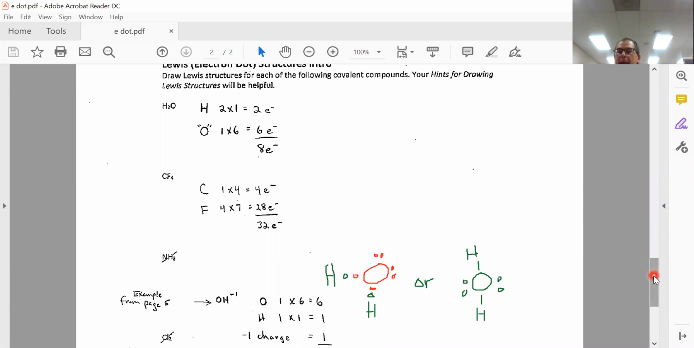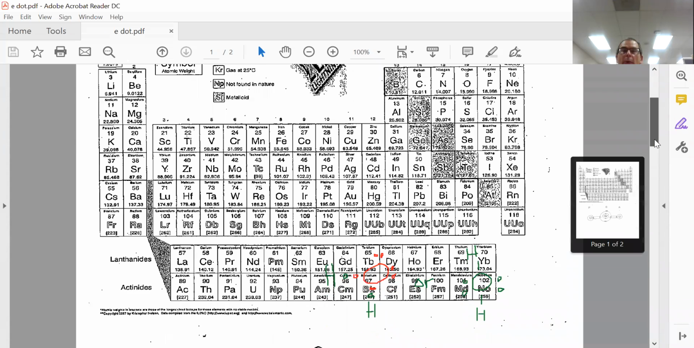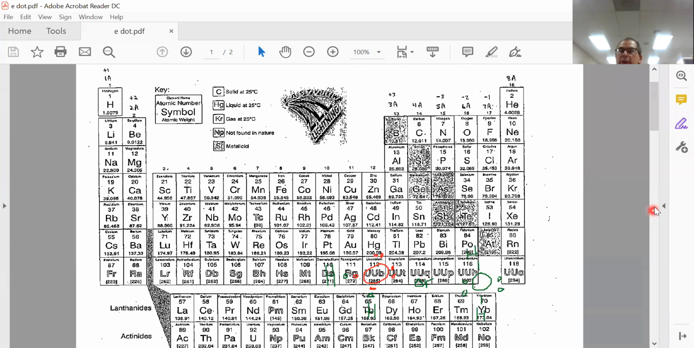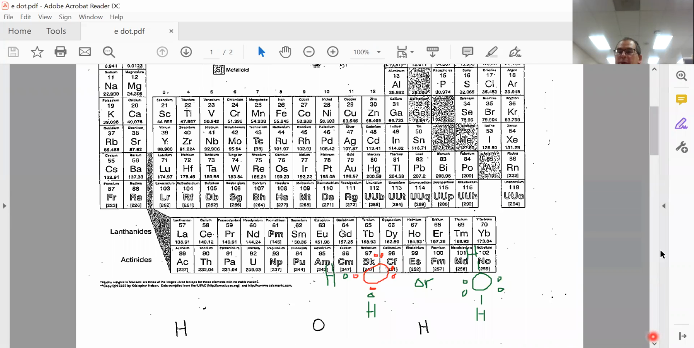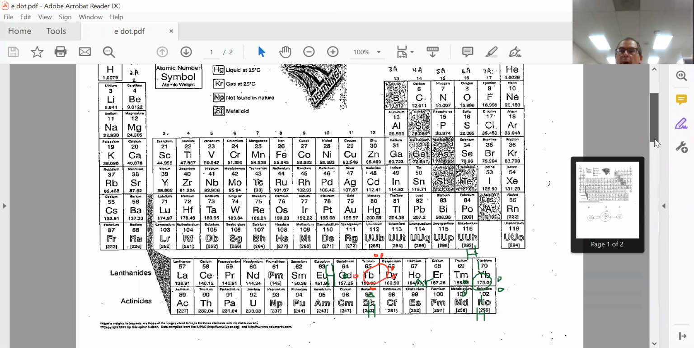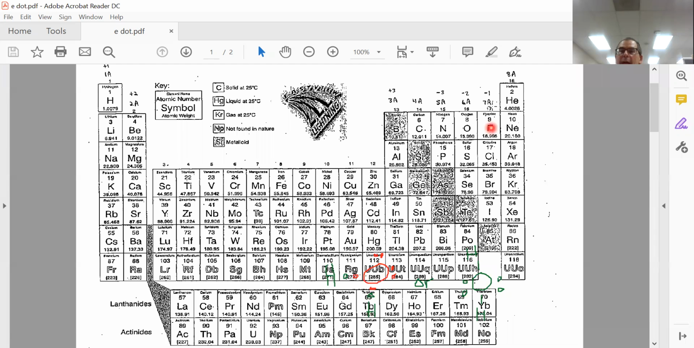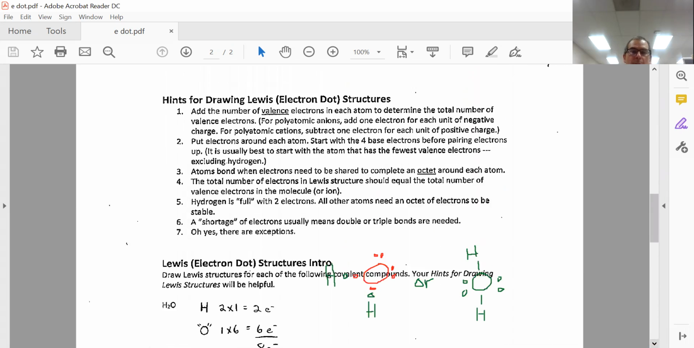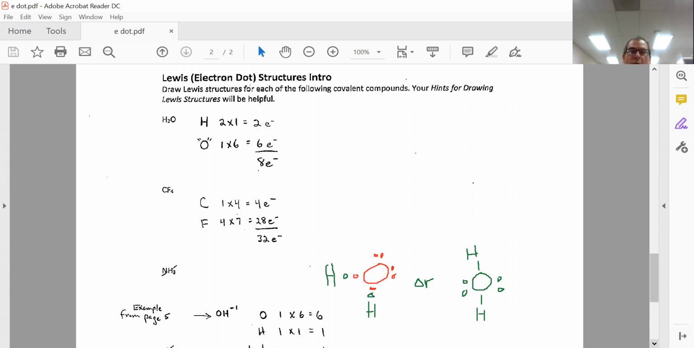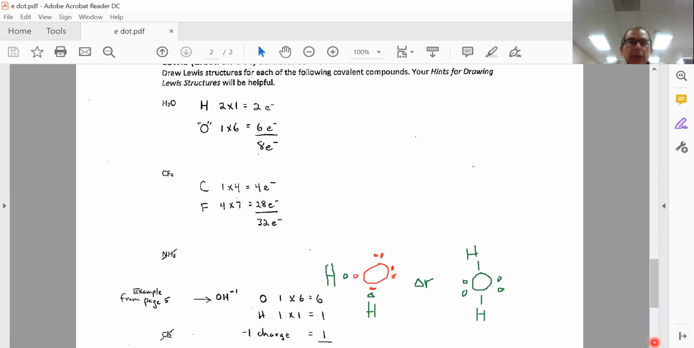So I went to my periodic table. I can go up there and see, oh, carbon's in family 4. It has 4 valence electrons. All right. And fluorine is in family 7, so it has 7 valence electrons. How do I know that? Fluorine is in family 7A, so it has 7 valence electrons. So I'm going to count valence electrons: 4 for one carbon, and then 4 times 7, 28 for all the fluorines right there. Okay, so what I'm going to do is go back to my rules.